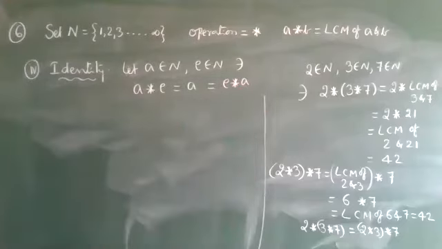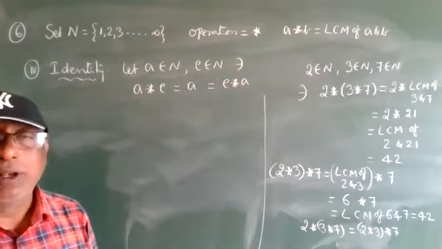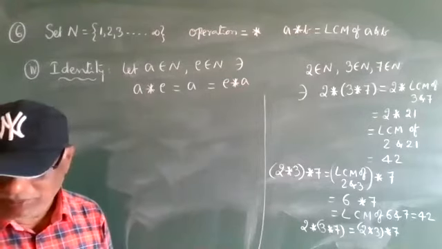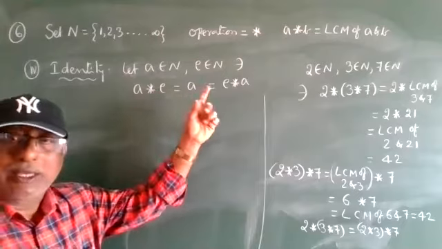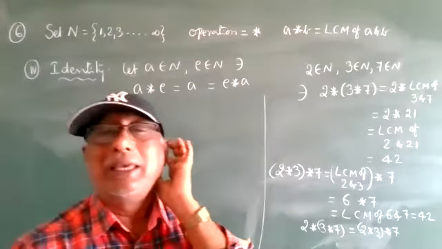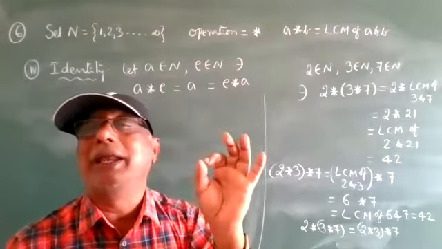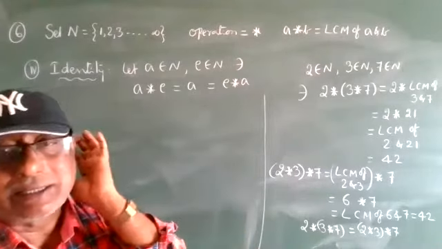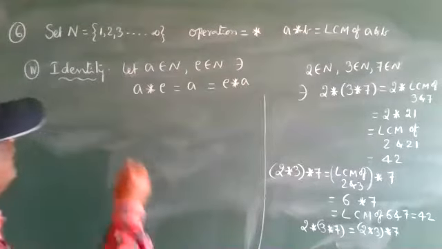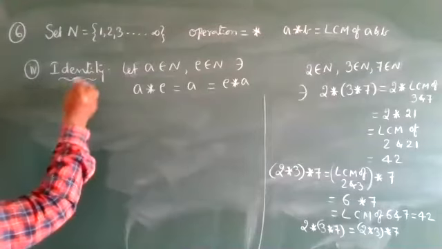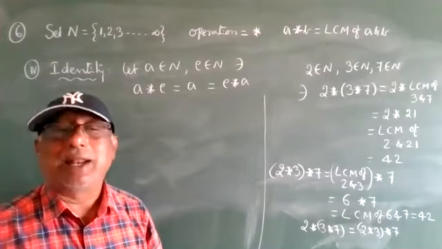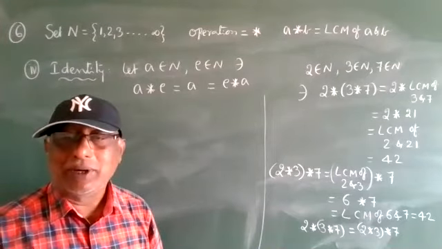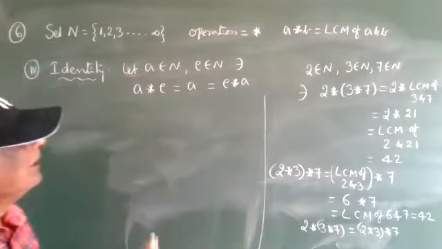So the commutative law is also applicable here. A star E is A, and E star A is also A. E is the symbol of identity. Somebody will write I. Okay?